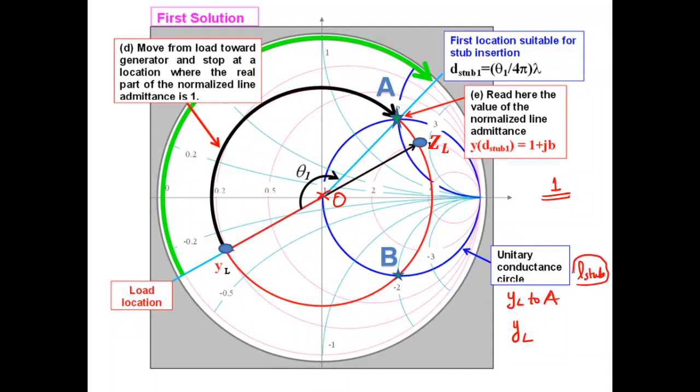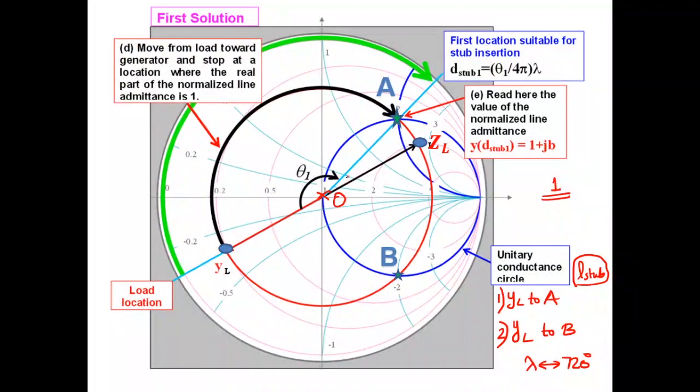To calculate L stub, one option is to get the distance from YL to A, and the second option is to get the distance from YL to B. From the Smith chart you will get the equivalent angle, and from the angle you have to calculate the distance by the relation lambda corresponds to 720 degrees. So the first step is to calculate the angle.